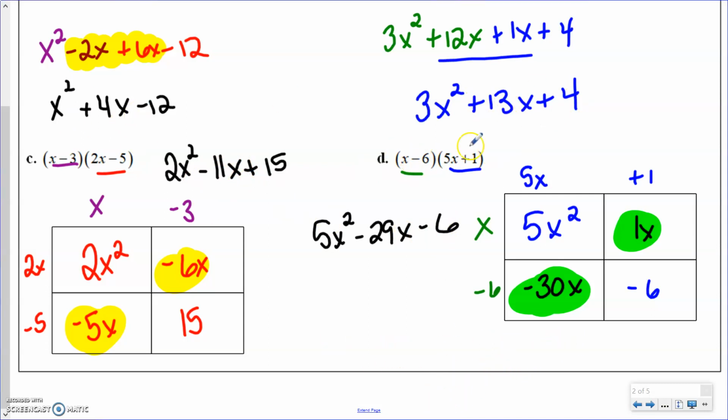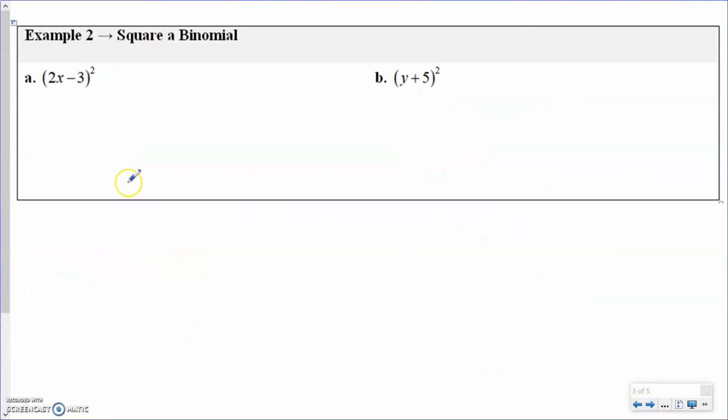Only thing I want to show you is if you use the other method for this, be really careful, because that is a minus 6, so when you're distributing, make sure you pay attention to that negative sign. Okay, so that's if you're using this method. All right, go ahead and try those practice problems, and actually check that.